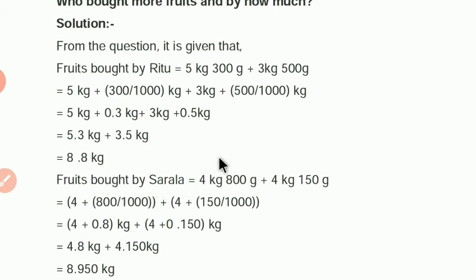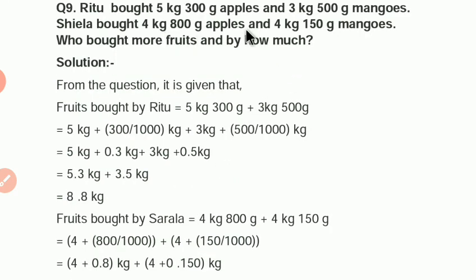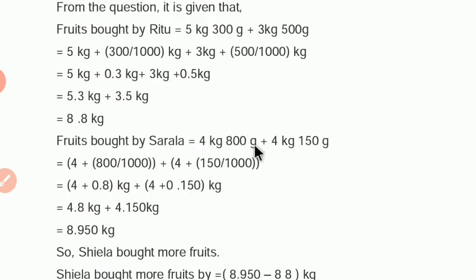Now we'll see for Sheila. She bought 4 kg 800 gram apples and 4 kg 150 gram mangoes. Again, first we have to change gram into kilogram. So we have to divide by 1000. The 4 and 4 are already given in kg, so directly we write them as they are. So 4 plus 800 upon 1000. If we change into kilogram, it will be written as 0.8.